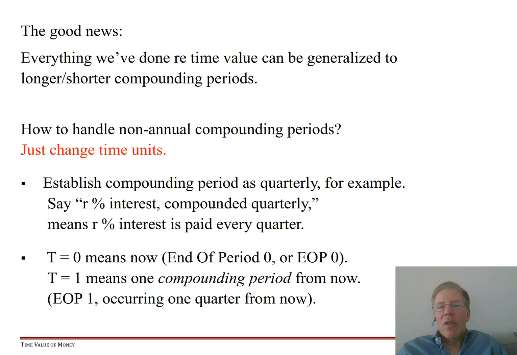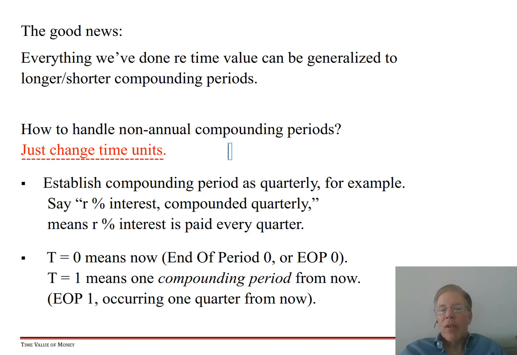So the good news about making this transformation and generalizing what we've done is that everything we've seen so far in annual units can easily be generalized into really any compounding period that we want. And all we have to do to change from annual to quarterly or monthly or something else is just consistently change our time units.